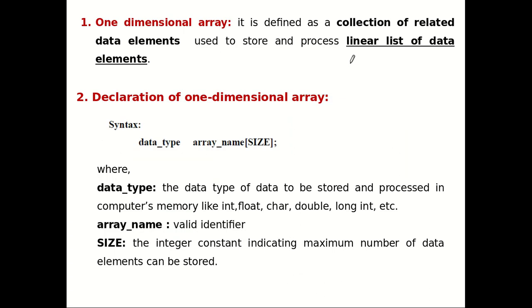So let us discuss one-dimensional array. It is defined as a collection of related data elements used to store and process a linear list of data elements. As I said already, a linear list of data is nothing but, say, the names of the students, only the name of the student.